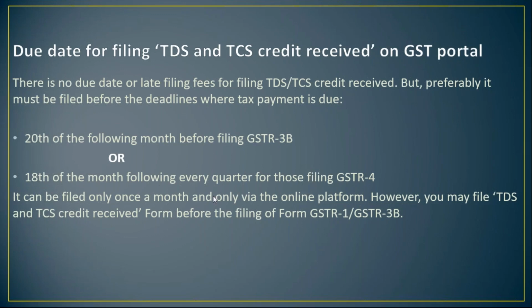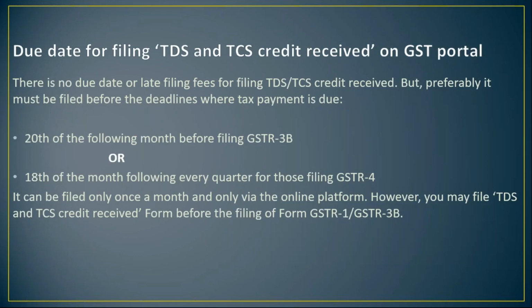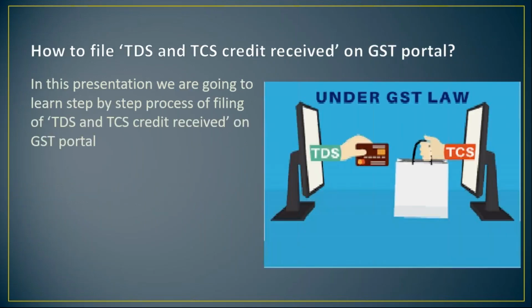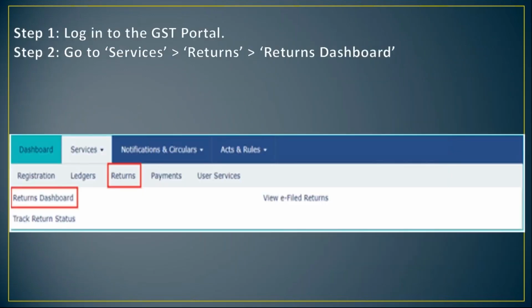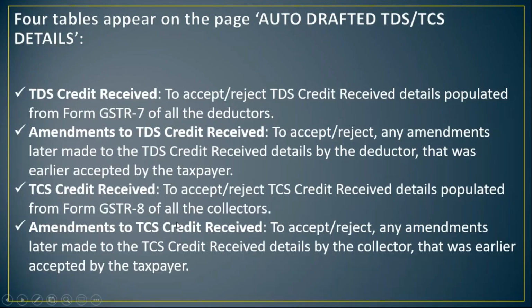So this is the same, that by when we are required to file, we will accordingly take the credits while filing the acceptance or rejection of the TDS and TCS returns. Then here are the screenshots of how to take those credits. On the returns dashboard, you will see this option, TDS and TCS credit received, prepare online. The data is auto-populated in the TDS and TCS column. You just need to accept or reject it.